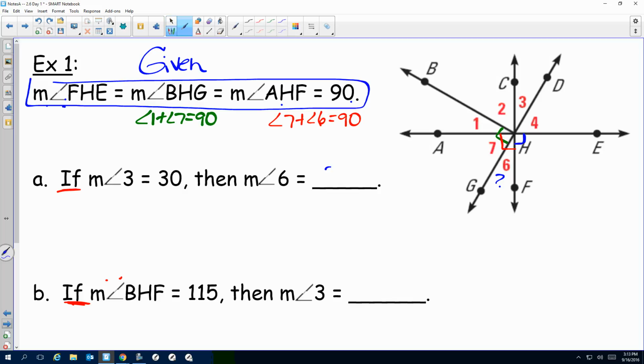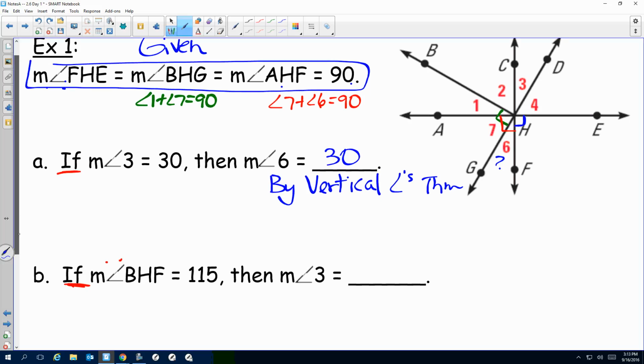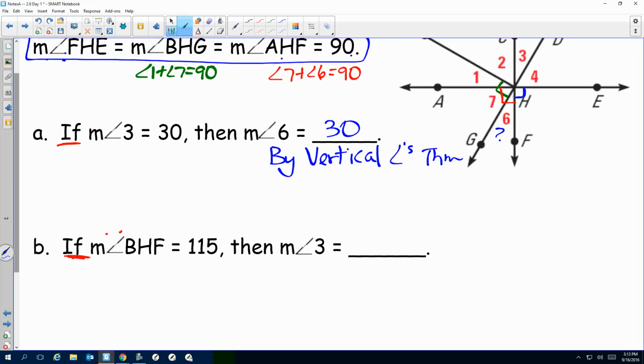Now we're going to justify it. That's the part of proving. This is the part we're going to add and get into. I know it's 30 by what tells me it's 30? Yeah, so the vertical angle theorem. The vertical angle theorem states that vertical angles are congruent. Okay? So now, the minute I come to this problem, I'm just going to scroll up just a little bit. Now it says if again. If BHF is 115. So that 30 doesn't exist anymore. Does everyone understand that? Okay, so BHF, if I'm talking about that one, that is all the way around here.